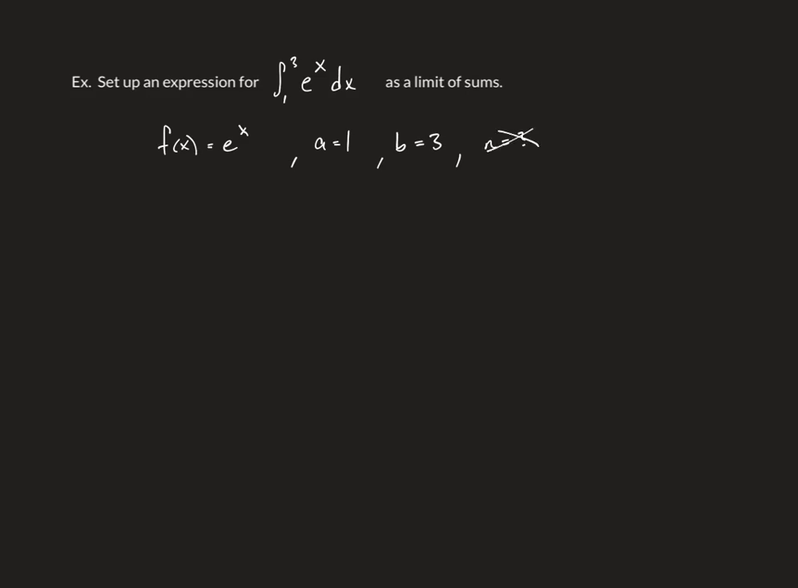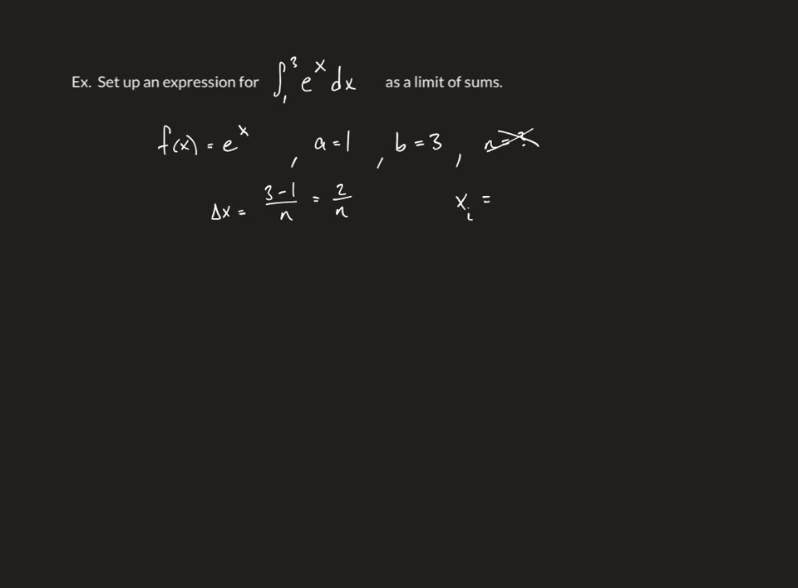All right, a couple things to take note of here. We've got a change in x that we should calculate. That's calculated by b minus a over n, and so in this case, that's going to be 2 over n. That's an important thing for us to have written down.